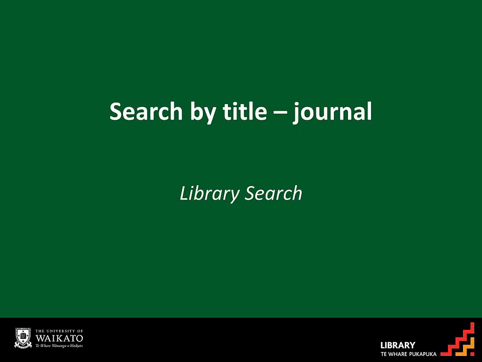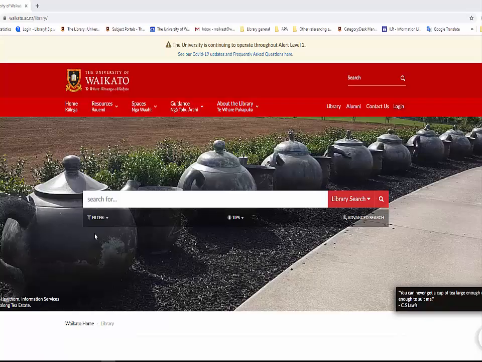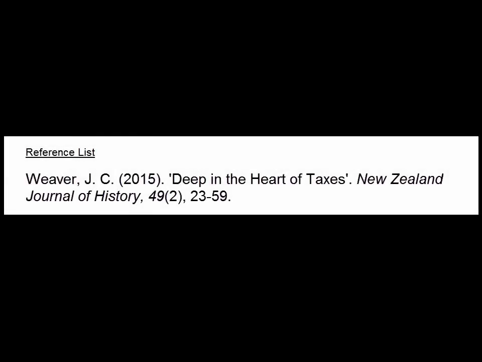Sometimes the specific article that you are trying to find does not appear when you search in library search, or you may want to find all the content in a particular journal. For this example, the specific journal article is called Deep in the Heart of Taxes and is found in a journal called New Zealand Journal of History.